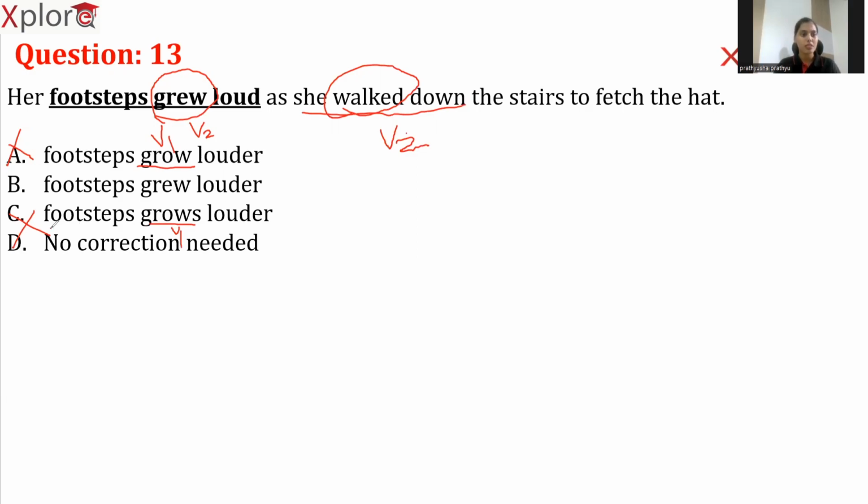And "footsteps" is a plural form. However, here our verb is singular. Again, subject-verb wise, it is not agreeing with the subject-verb rule either. So eliminate option A and option C. So the right answer here is option B. Her footsteps grew louder as she walked down the stairs to fetch the hat. So with each step she took, her footsteps grew louder. So that's what the context is here.